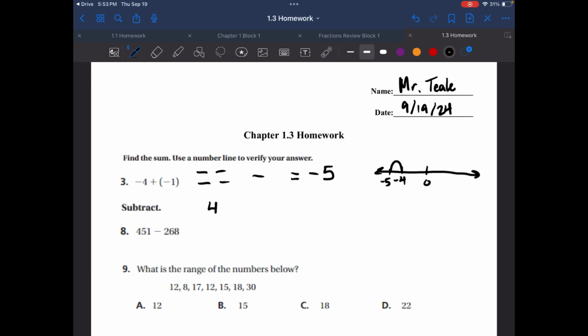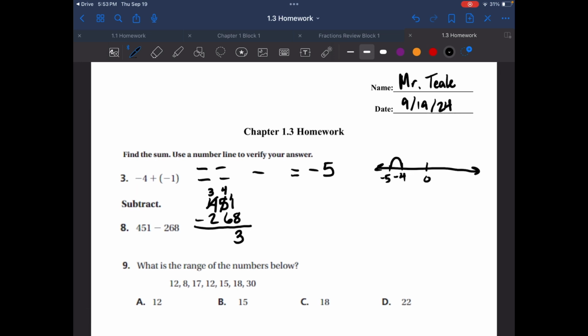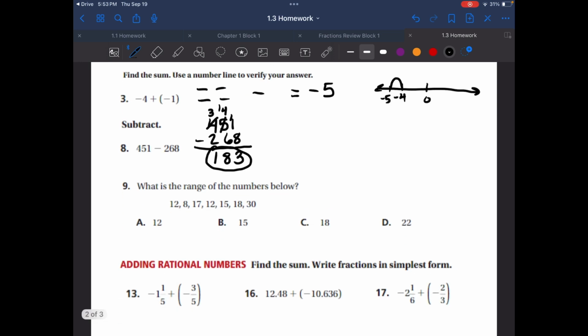Okay, for number 8, this one is just really easy. It's just subtraction. I take 451, I take 268, and make sure everything is lined up, and we are ready to go. I'm going to notice that I can't subtract 8 from 1. I'm going to take away from my neighbor. I'm going to borrow 1. I now have 11 minus 8, which is 3. I then can look, and I can't take 6 away from 4, so I'm going to borrow from my neighbor again. 14 minus 6 is 8. 3 minus 2 is 1. My answer is 183. Again, just like a simple subtraction.